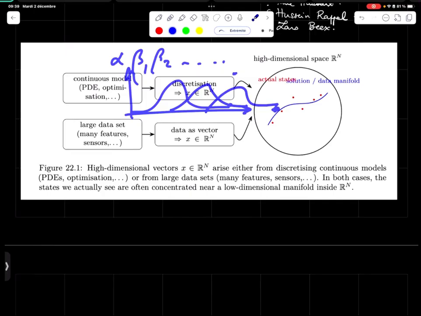So this is not working very well, right? So this is the standard, typical way that we've been doing things.